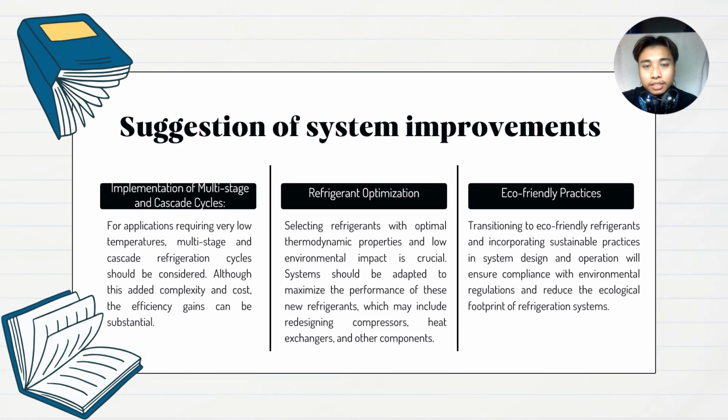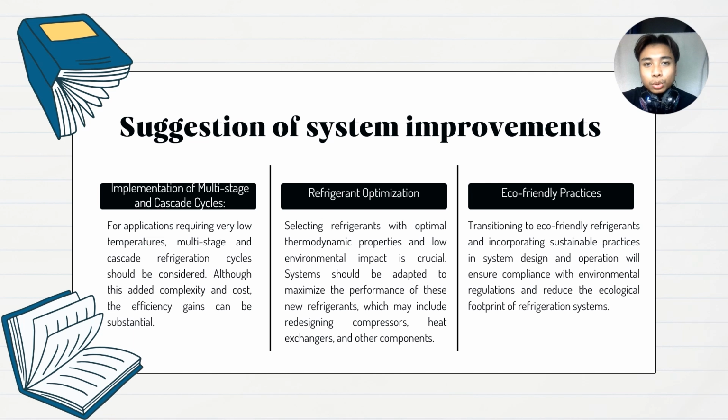Last but not least, suggestion on system improvement. 3 suggestions have been given for system improvement, which are multi-stage and cascade cycles, refrigerant optimization, and eco-friendly practices. Firstly, we can implement multi-stage and cascade cycle to significantly enhance efficiency, especially for low temperature applications. These advanced configurations achieve lower temperatures more effectively, though they come with increased complexity and cost.